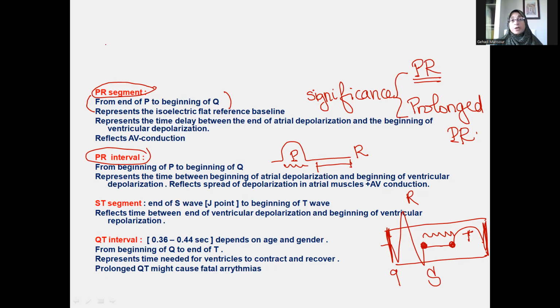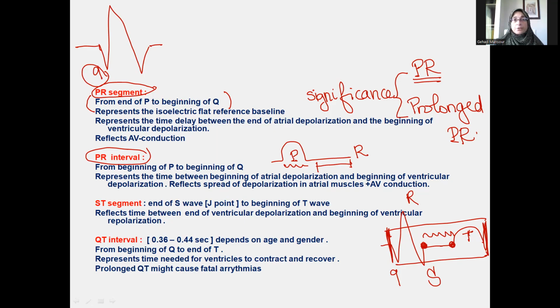You might also be asked about the QRS complex in detail. So what does the Q wave represent? It represents the depolarization of the septum, the interventricular septum. Is it enough to say this? No, you have to say in which direction, from left to right.